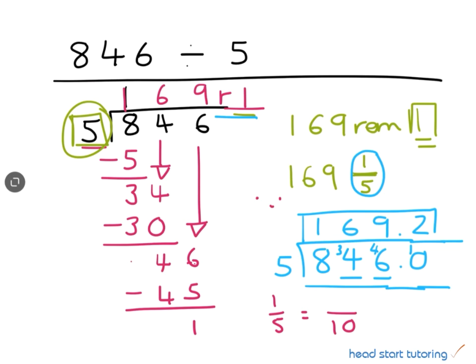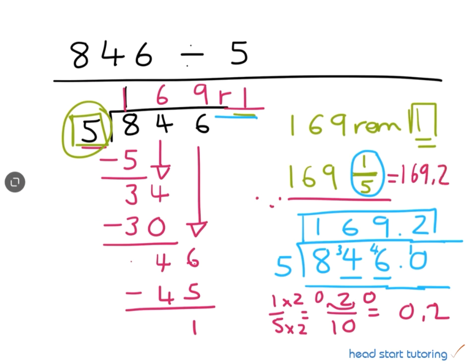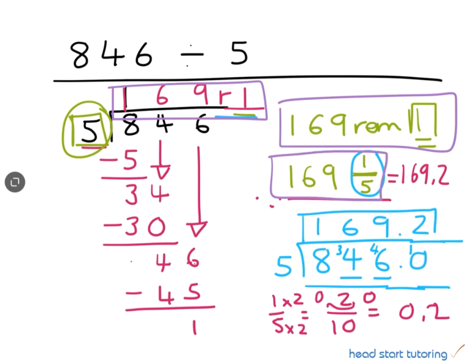So let's get it into 10, because 5 fits into 10 twice, and we times that by 2 to get 2 over 10. And 2 over 10 as a decimal is 2.0 divided by 10, which is 0.2. So as we can see, 169 and 1/5 is equivalent to 169.2. So there we have it. We can use 169 remainder 1, we can use 169 and 1/5, or we can use 169.2. They are all equivalent.